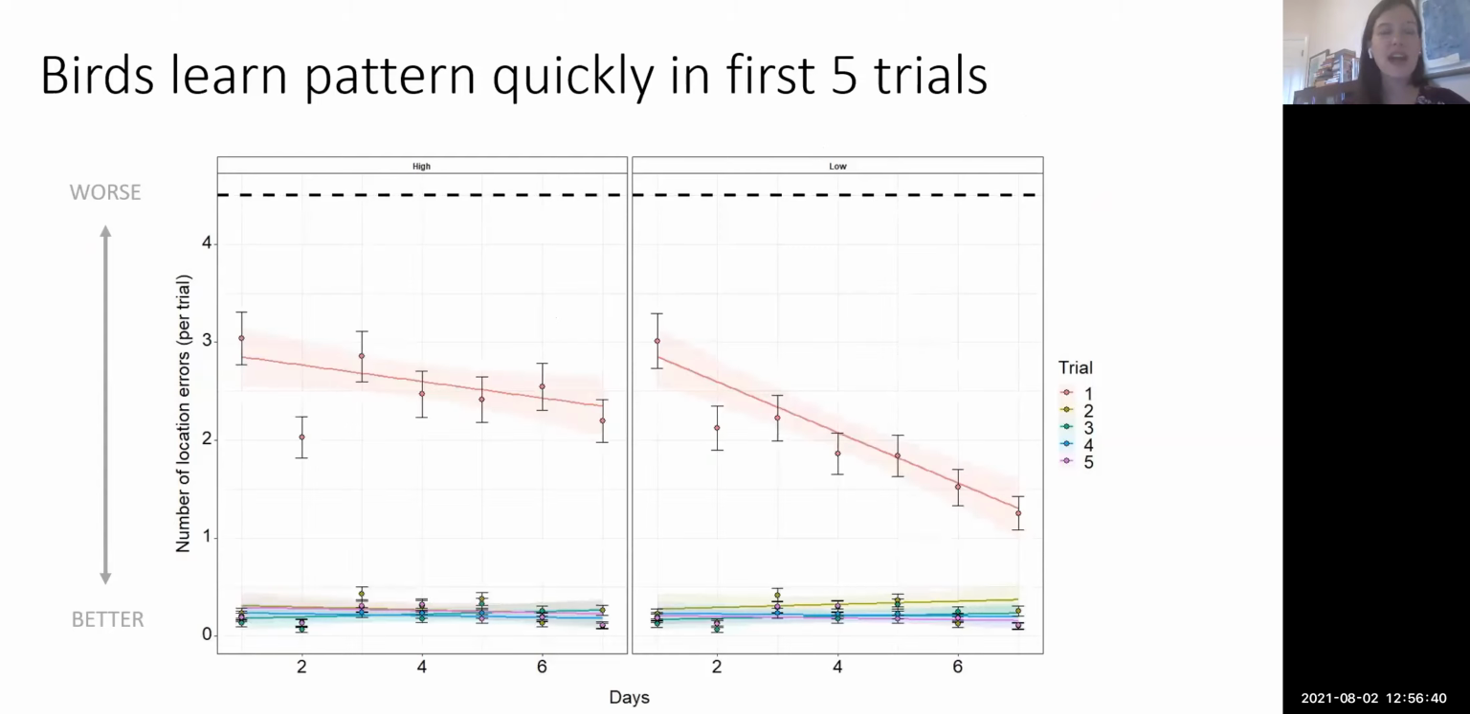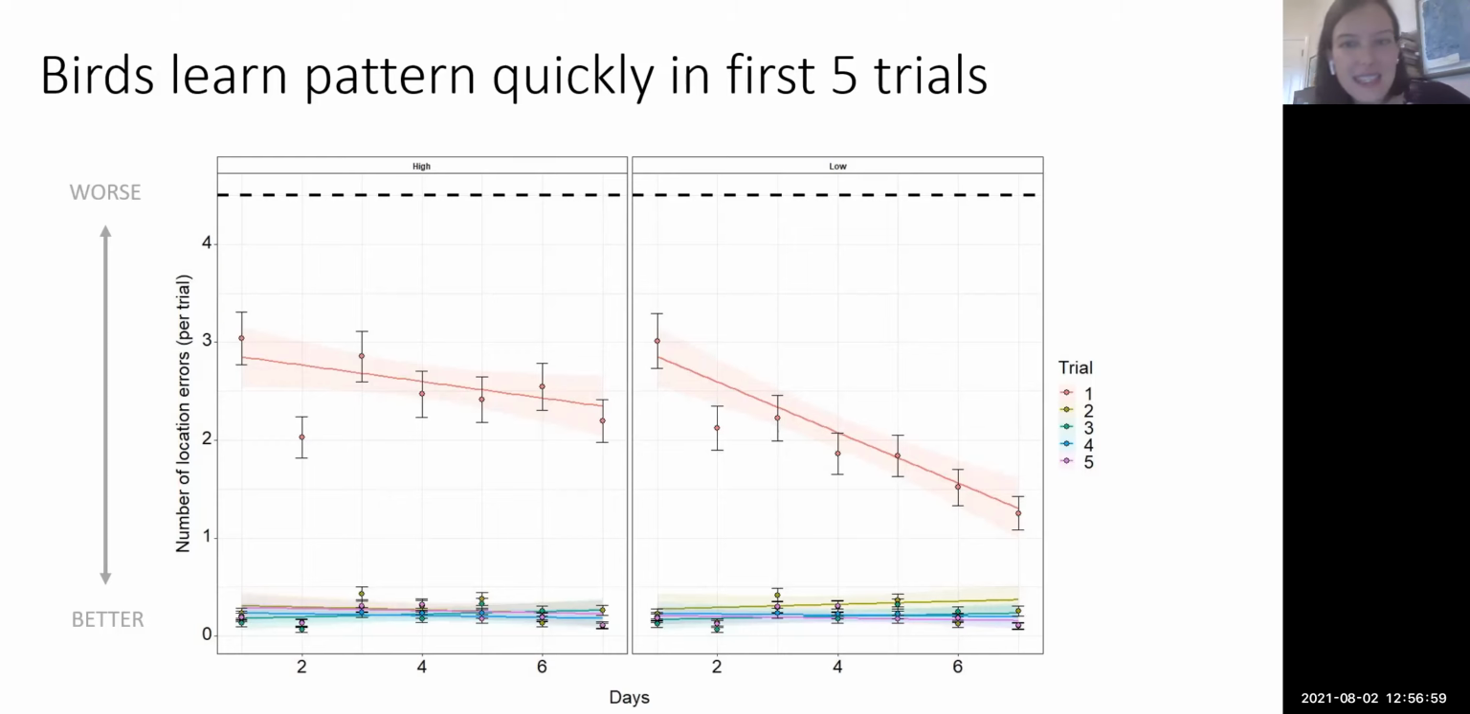The first thing you should note here is that there is very fast learning going on. The huge difference in the number of errors between trial 1 and trials 2 through 5 is very significant and shows that while birds are trying to figure out where the feeder is in that first trial per day, they quickly learn where they're supposed to forage for the rest of it.